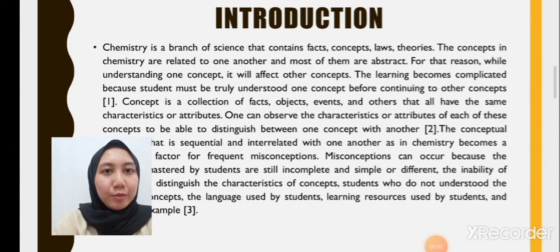Introduction. Chemistry is a branch of science that contains facts, concepts, laws, and theories. The concepts in chemistry are related to one another, and most of them are abstract. For that reason, understanding one concept will affect other concepts. The learning becomes complicated because students must thoroughly understand one concept before continuing to other concepts.